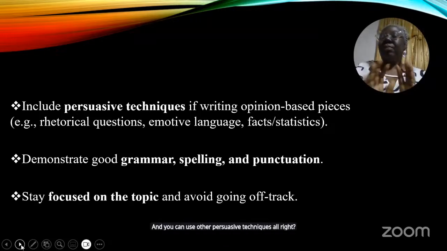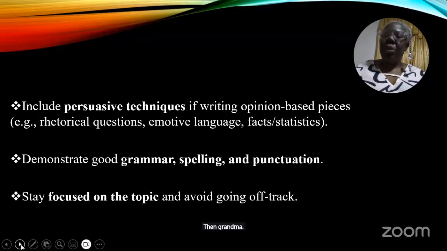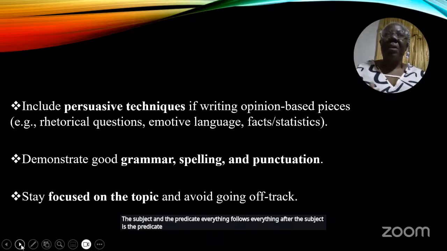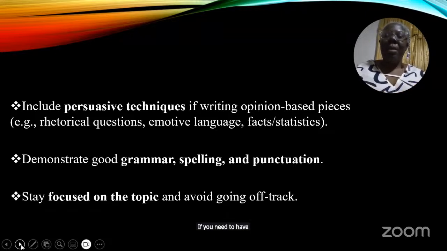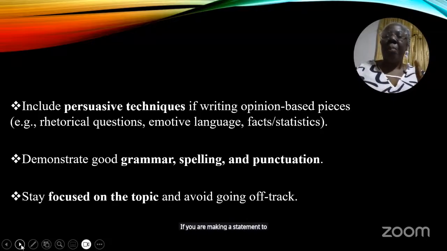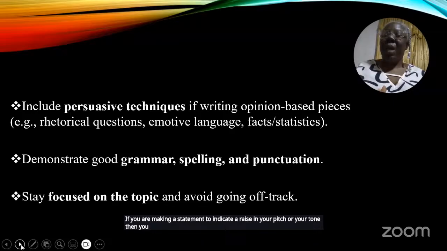All right? Then grammar, spelling, punctuation. Make sure that your sentences are correct. There are two parts to a sentence, the subject and the predicate. Everything after the subject is the predicate. Make sure that if there's a listing, then you have your comma. If you need to have an end mark, because the end mark does not necessarily have to be a full stop. So if you need to have a question, if it's a rhetorical question, you write a question mark. If you are making a statement to indicate a raise in your pitch or your tone, then you need to put that single exclamation mark. A single exclamation mark is a persuasive technique.